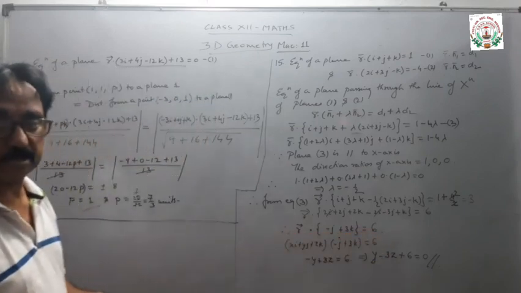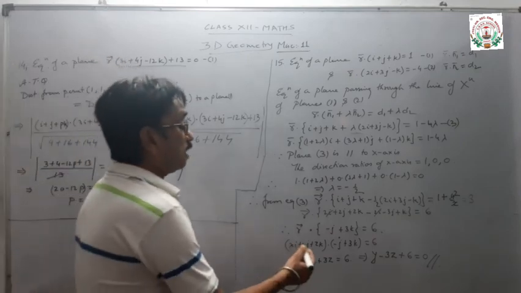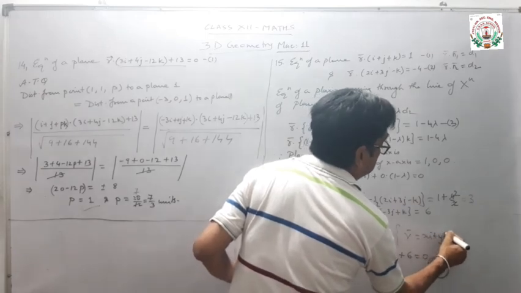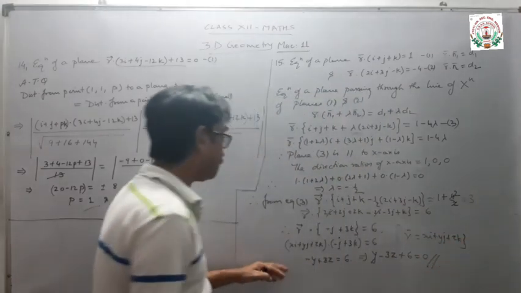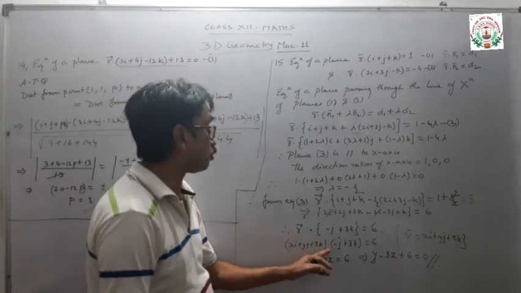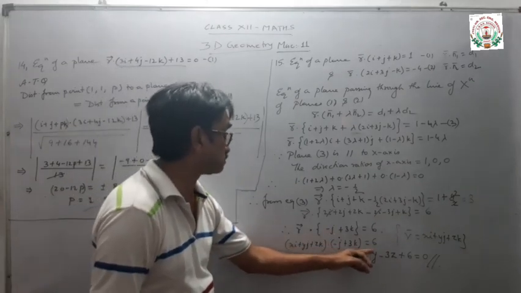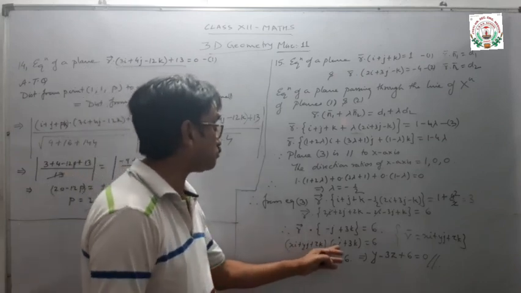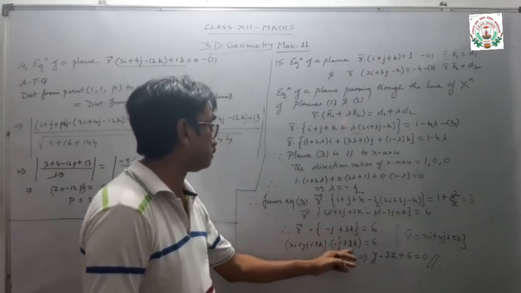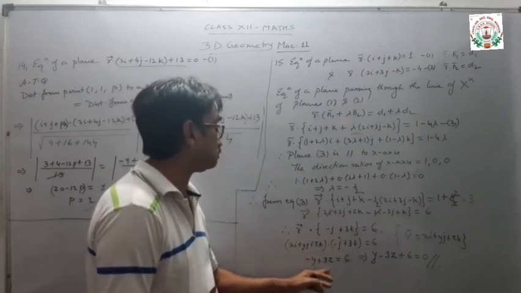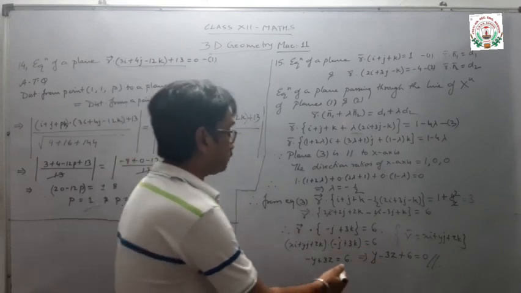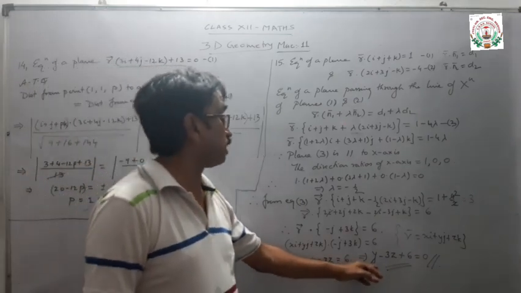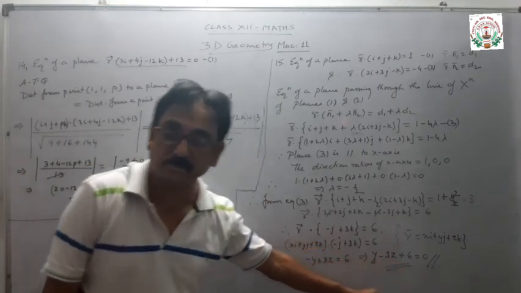If we want to convert it into the Cartesian form, then the r vector in Cartesian form is xi + yj + zk. So (xi + yj + zk) dot (-j + 3k) equal to 6. No x is there, so it becomes 0. y into -1 is -y, z into 3 is 3z, equal to 6. After transposing, we get the final answer, the equation of the plane in Cartesian form: y - 3z + 6 = 0. Thank you.